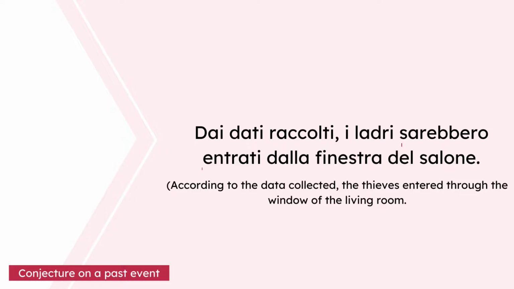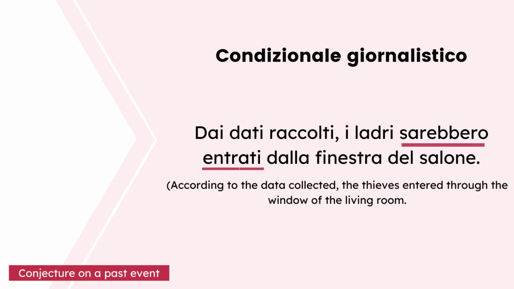Or a conjecture about the effectiveness of a past event. An example, dai dati raccolti, i ladri sarebbero entrati dalla finestra del salone. According to the data collected, the thieves entered through the window of the living room. We call this specific conditional condizionale giornalistico, literally journalistic conditional, because you'll mostly hear it on the news and it describes conjectures that still are not validated.